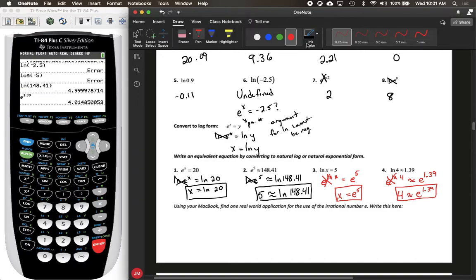All right, guys, that is all I've got for us in this section. One thing I would suggest that you do, though, using your MacBook when you've got some free time, is to try to find at least one real-world application for our irrational number e, or try to find an interesting fact about Leonhard Euler. Either one of those would be some interesting stuff for you to look up.